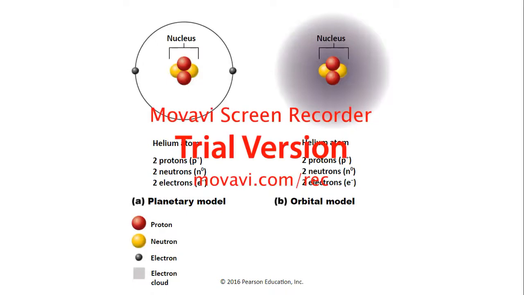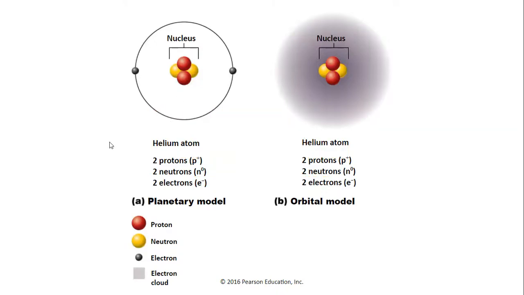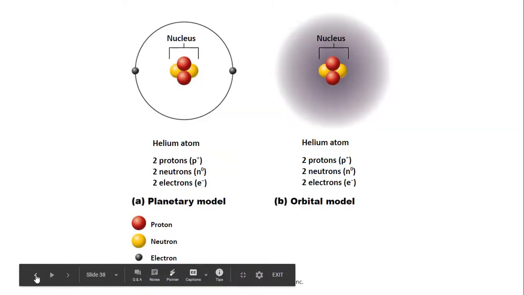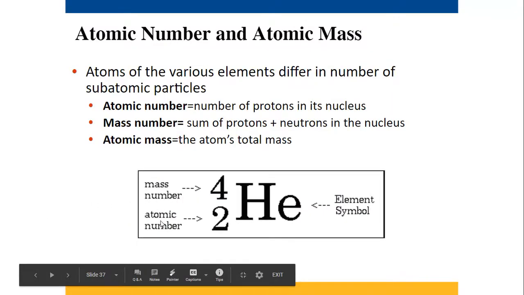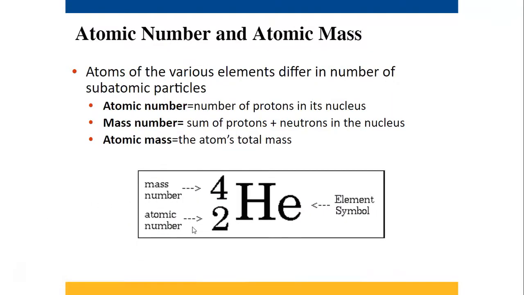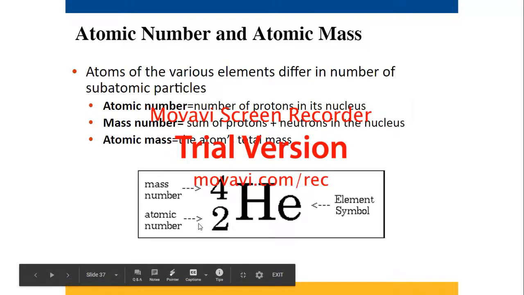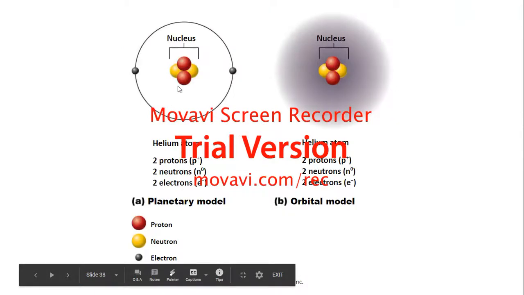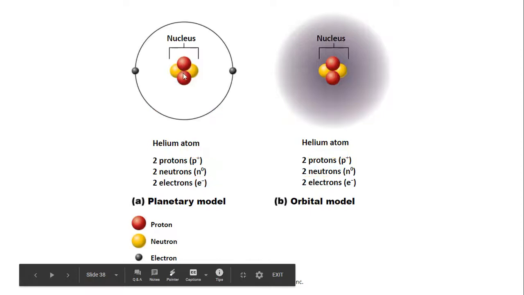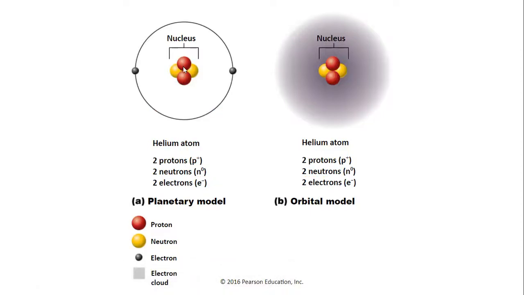Here we have a helium atom, from two different models, the planetary model and the orbital model. Let's go back to the other slide. For helium, we said the atomic number is 2. What does that mean? It means you have 2 protons. Going back to our image, we remember that protons are positive and red. So we see 2 protons in the nucleus, but we also see 2 yellow balls, and these are the neutrons.